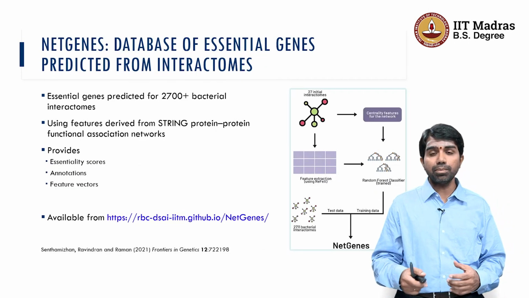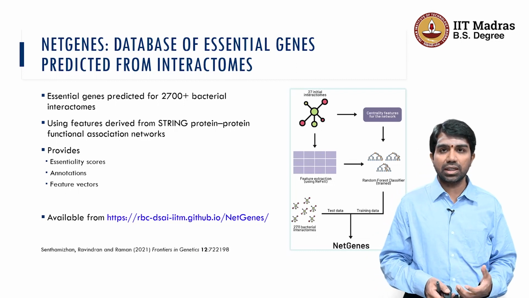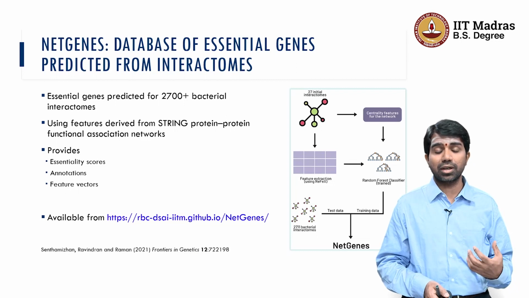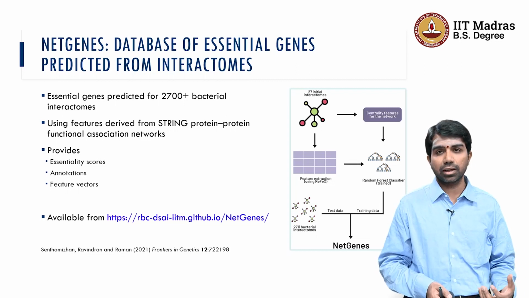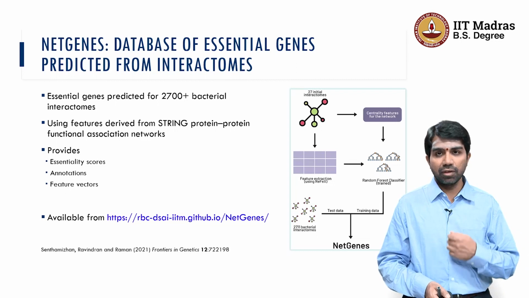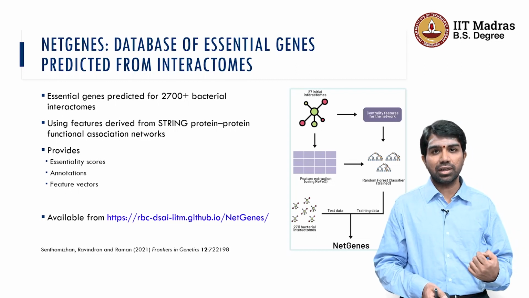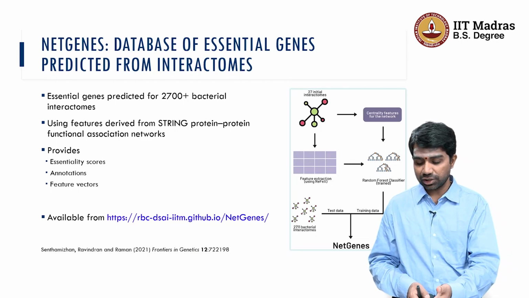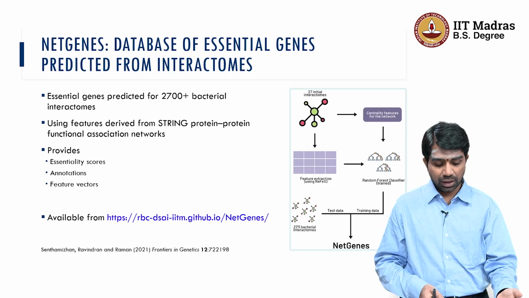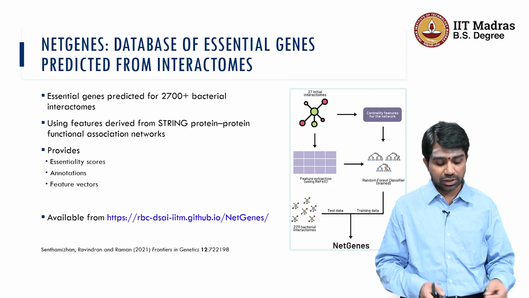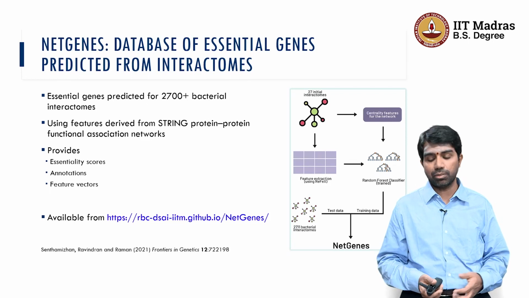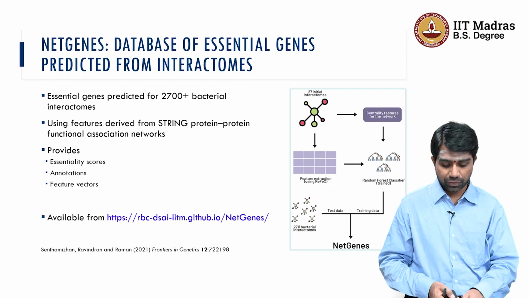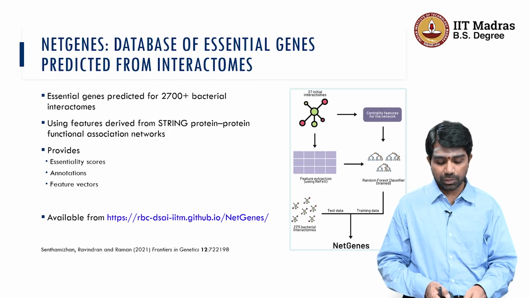Okay. So, we then pulled all of this together in a very nice database called NetGenes, which predicts essential genes for 2700 plus bacterial interactomes from STRING. So, pulling these STRING interactomes, we compute all these centrality metrics and we build a classifier. We perform the feature extraction and we build the classifier, and we provide essentiality scores, annotations, and also the feature vectors if somebody wants to try and build a better classifier and so on, and our database is available from this URL.